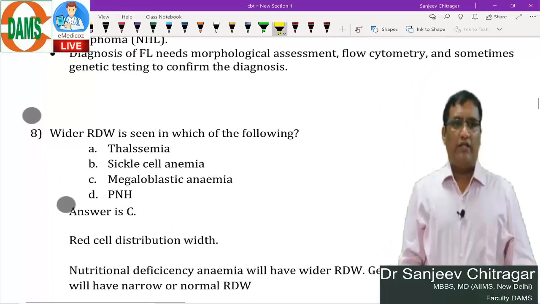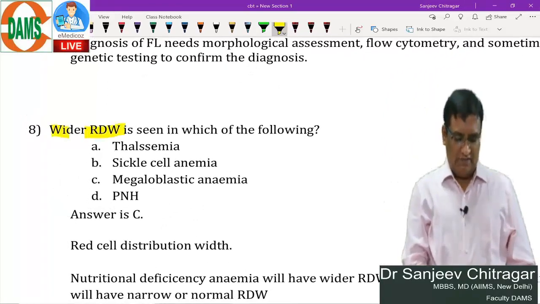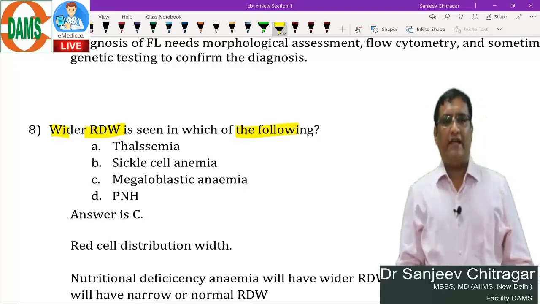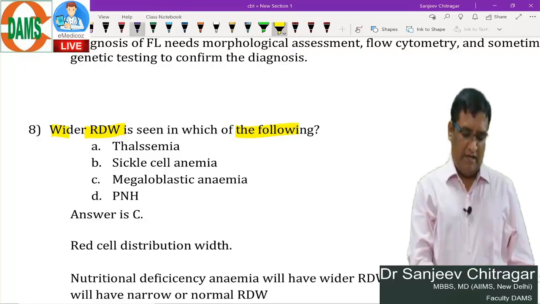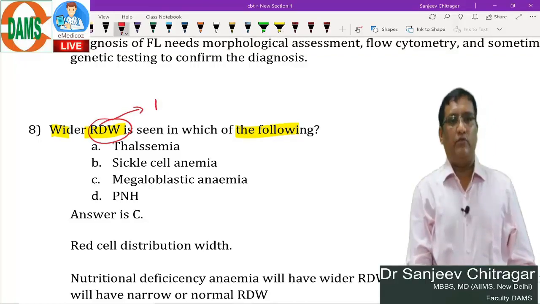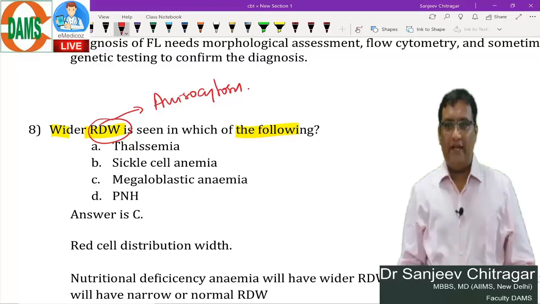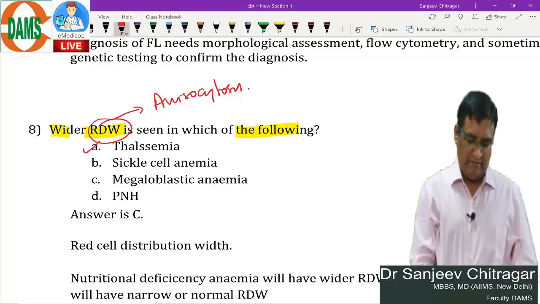Now look at this. The next question is a simple one. Wider RDW is seen in which of the following? It's a one-liner one. Thalassemia, sickle cell anemia, megaloblastic anemia, PNH. We all know that RDW indicates, if it is wide RDW, that means there should be a lot of anisocytosis. So if you're finding a lot of anisocytosis, which is the likely diagnosis here, it cannot be thalassemia.